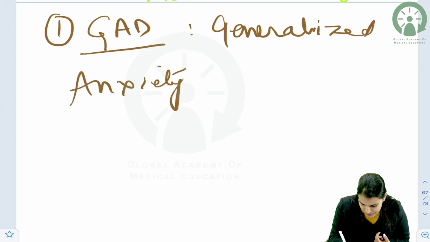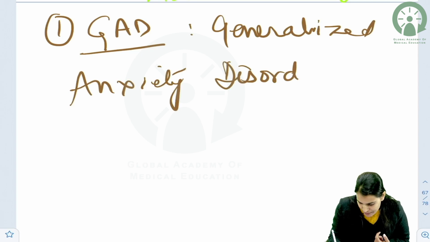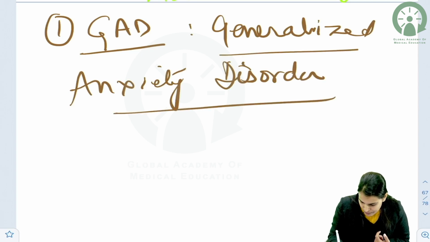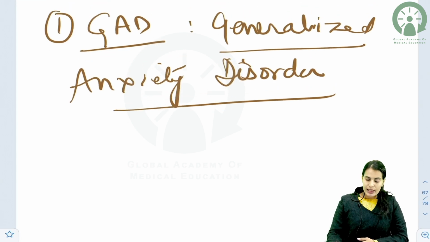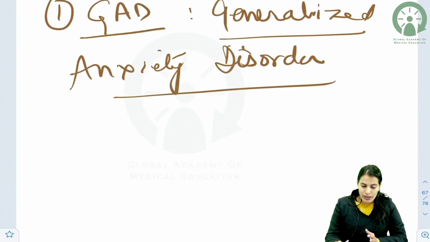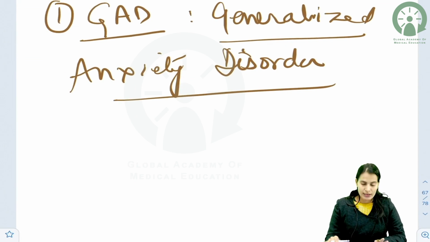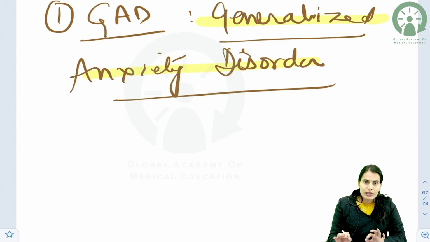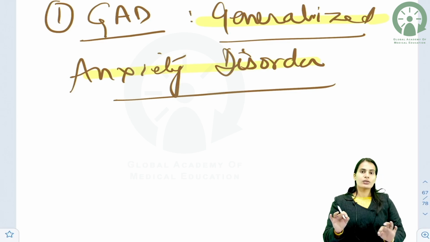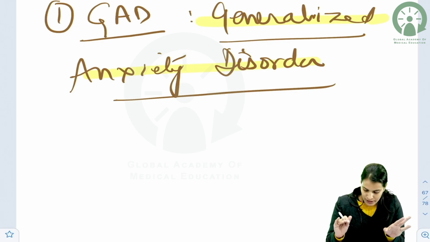So what happens in GAD, generalized anxiety disorder? It is a state where a person has free-floating anxiety, generalized, throughout, without any specific situation or place. So it is generalized, present throughout. A state of anxiety is present throughout. So it is a free-floating anxiety.